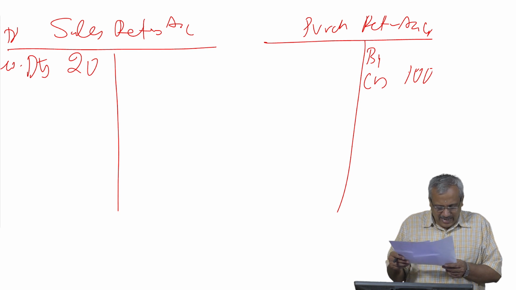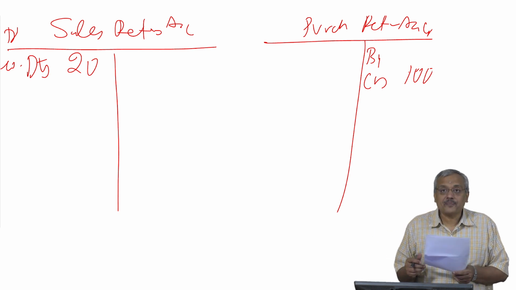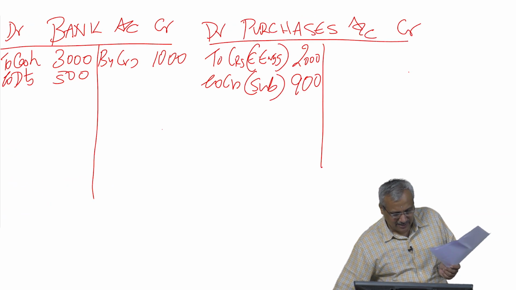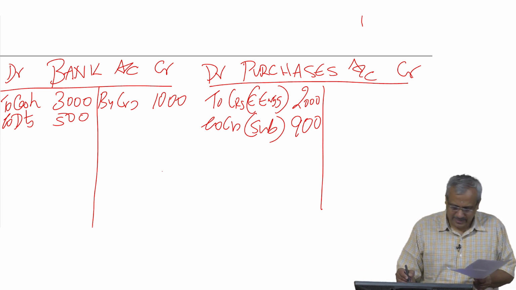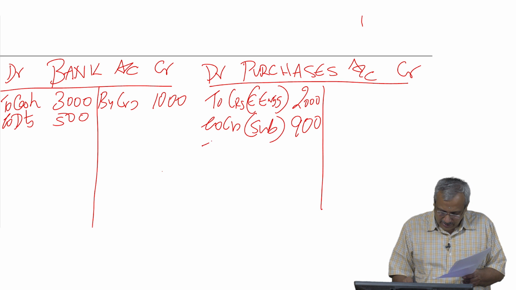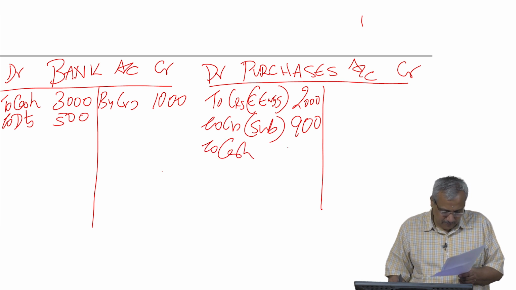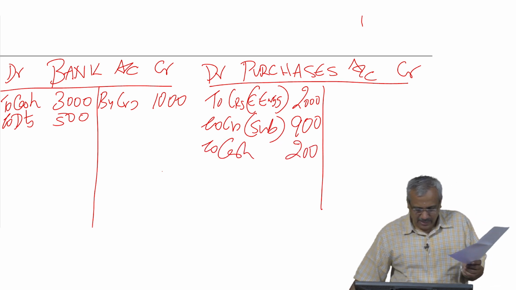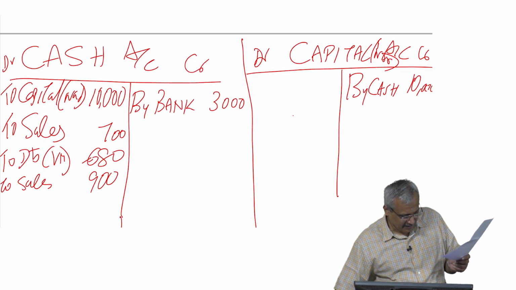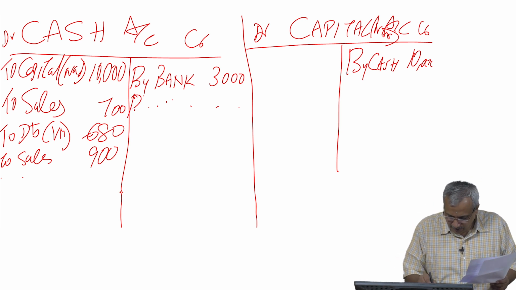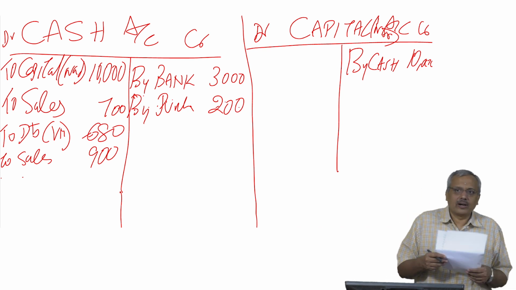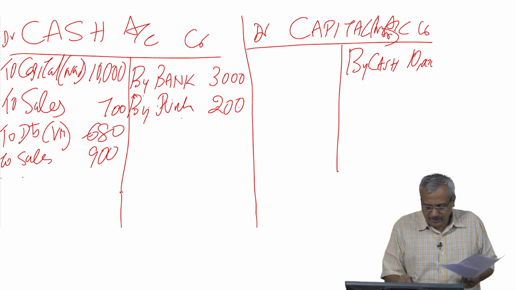17th transaction, cash purchases, rupees 200. The moment I say cash purchases, what is the entry? Purchases account debited to cash account, rupees 200. In this particular case, I just go to my cash account, down somewhere here, cash purchases. By purchases, that is about 200 in this process.